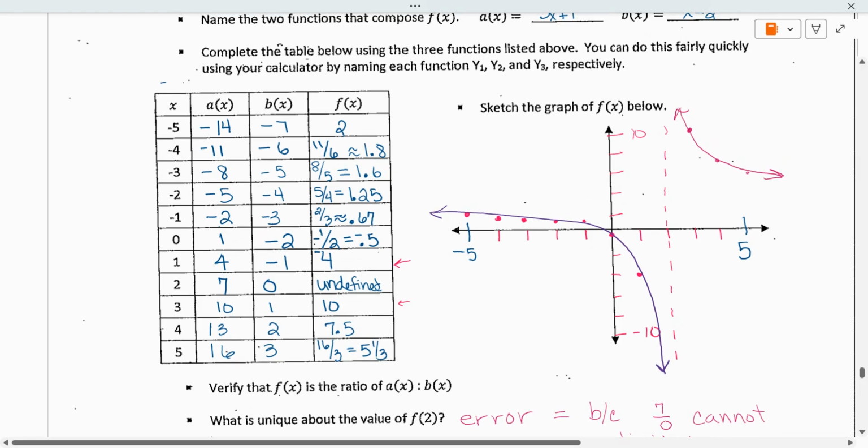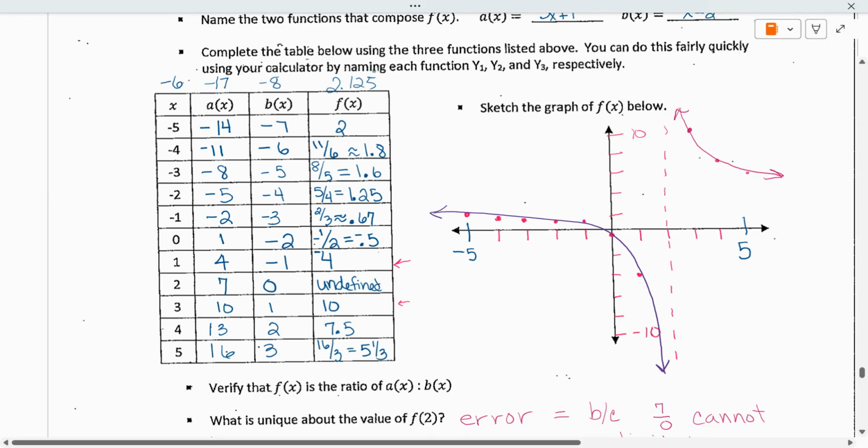Well, let's see what happens when I put -6 up here. Go to your table. What happens when x is -6? What's your output? The last one. When I have -6 there, what is a of x? Y sub 1. Okay. What's b of x? What is 17 divided by 8?